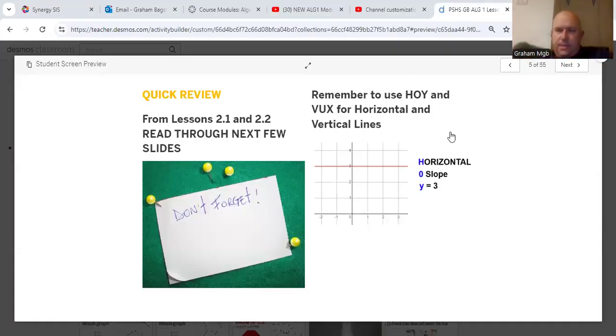Okay, this is lesson 2.4. Before we get into that, let's start looking at some of the things that we've covered in the first few lessons of this unit. So first of all, we want to make sure that you can remember things like Hoy and Fuchs. Hoy relates to horizontal lines having zero slope and their equation starting with y equals. So you can see a horizontal line here, goes through 3 on the y-axis, and that has a slope of 0. The Fuchs is vertical lines, have an undefined slope, and their equations start x equals a number.